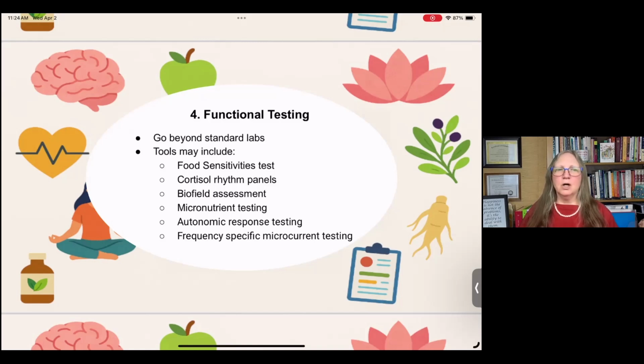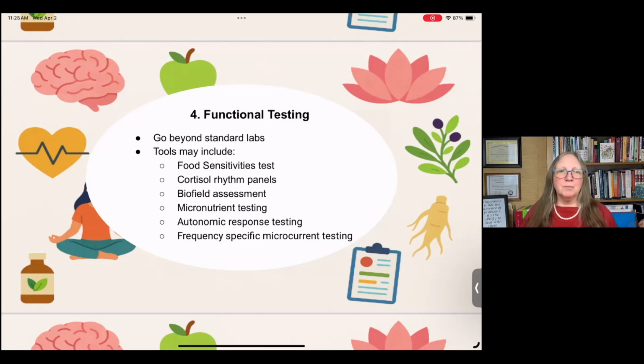We might look at a cortisol panel to see what your cortisol rhythms are. You'll do a urine test 4 times a day in a 24-hour period so we can identify, are your adrenals sufficient? Are they all messed up? Is that why you're up in the middle of the night? We will almost always do a biofield assessment, and that's our BioScan SRT, and I'll talk a little bit more about that in a little bit.